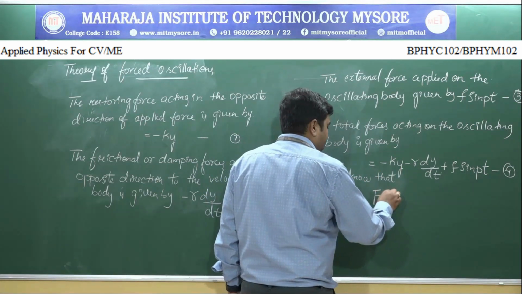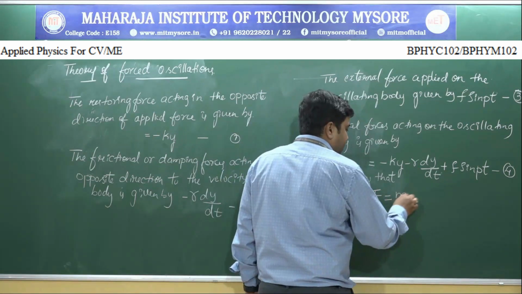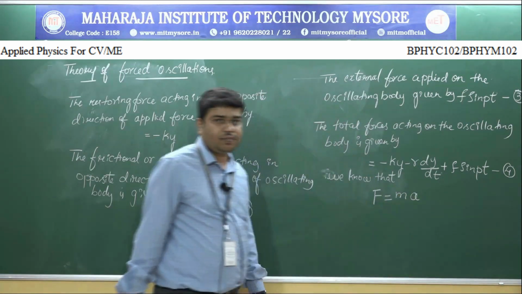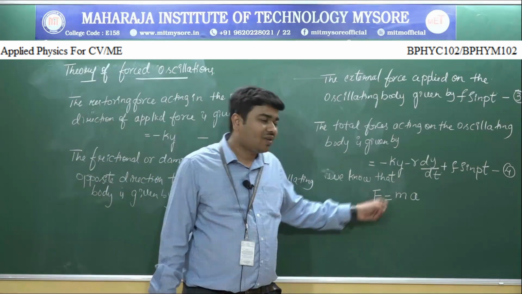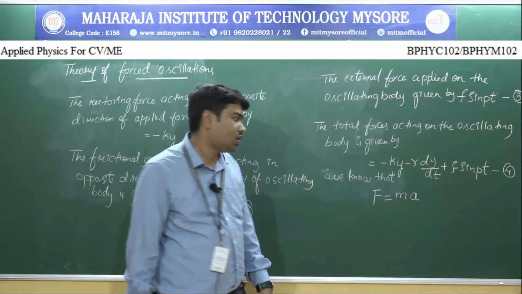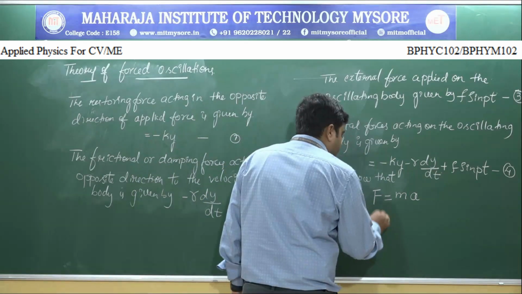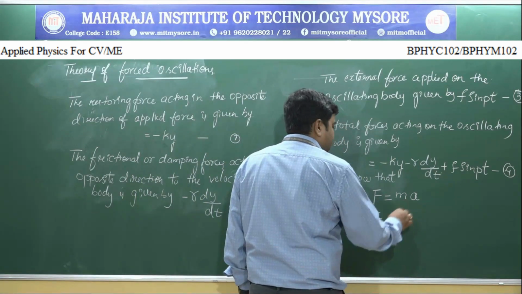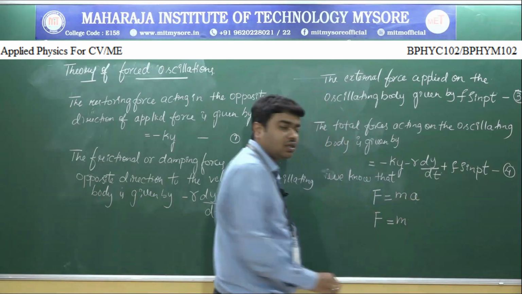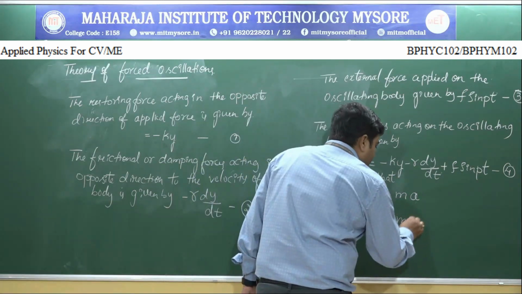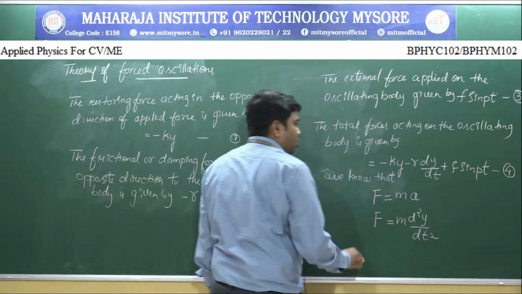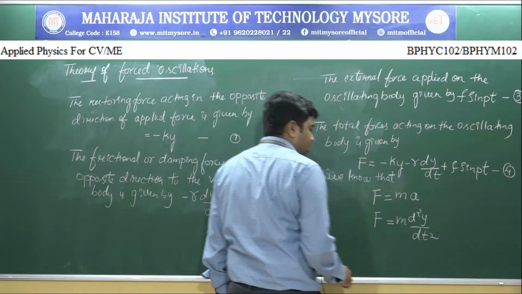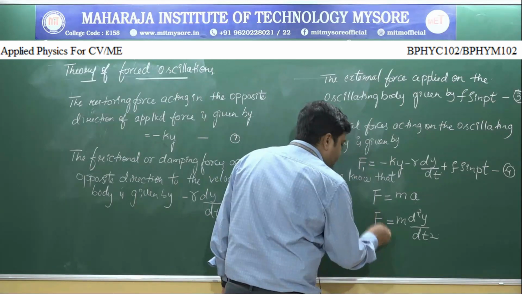The force applied is equal to its mass times acceleration due to gravity. So what we have to do is convert this expression into differential form. We know that the force applied can be written as mass times acceleration, and the acceleration can be written in differential form as d square y by dt square. So we'll call this F1 and this F2.